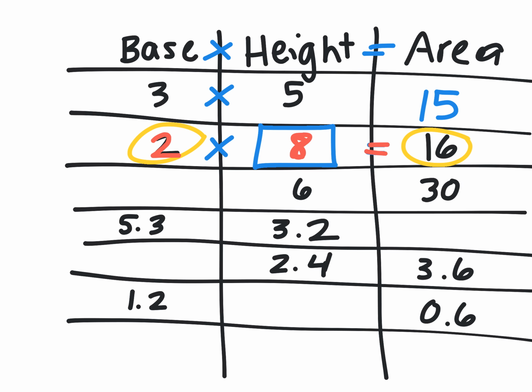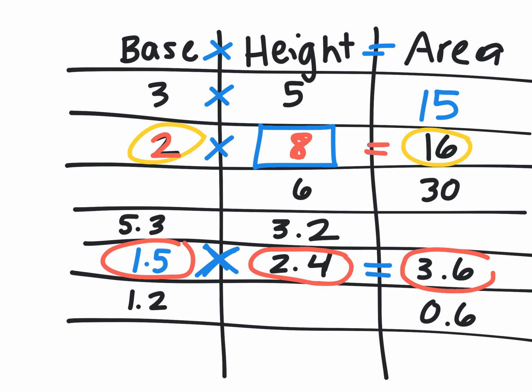Okay, so let's look at this question. You're given the height and you're given the area. We have to figure out the base. So again, something times 2.4 is equal to 3.6. Well, if you don't know what's missing, we can do the opposite. What's the opposite of multiplication? Division. You're going to take the area and you're going to divide it by the height. So 3.6 divided by 2.4 is 1.5.